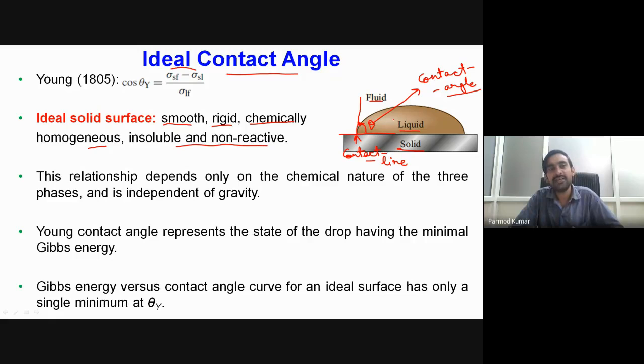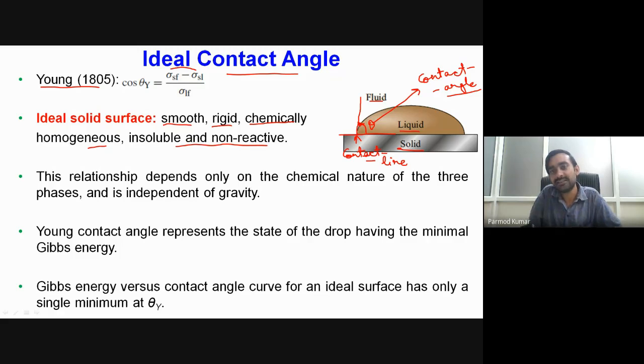So if we have the ideal solid surface, particularly for this type of configuration, we have one famous equation which was given by Young in 1805, and this equation is known as Young's equation, which relates the contact angle with the different surface tension values.